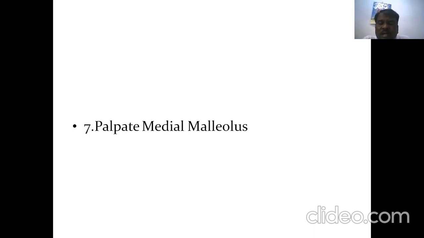So it is like a band, making a tunnel. Below it, other structures pass: the tibialis posterior, flexor digitorum longus, posterior tibial nerve, and posterior tibial artery. This neurovascular bundle passes just below the medial malleolus. Also, 2 centimeters below in front, we can identify the continuation of the great saphenous vein. That's why we should know medial malleolus palpation.